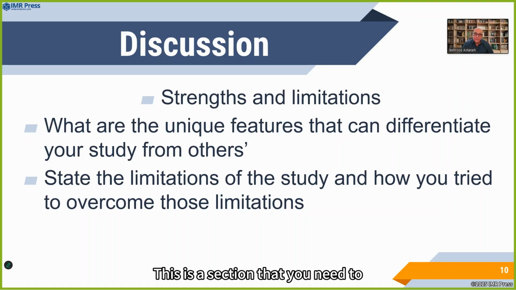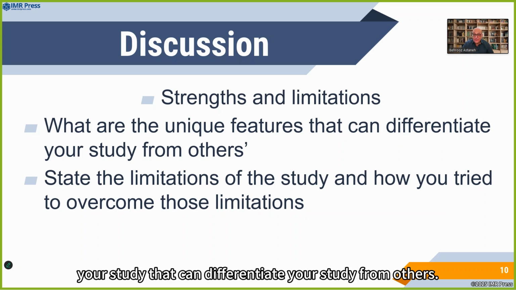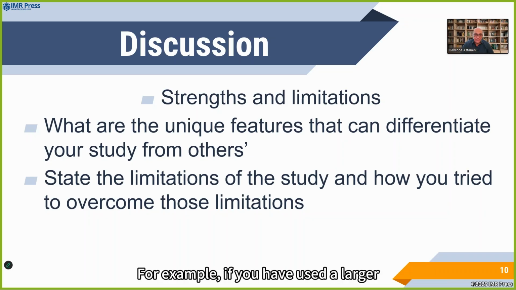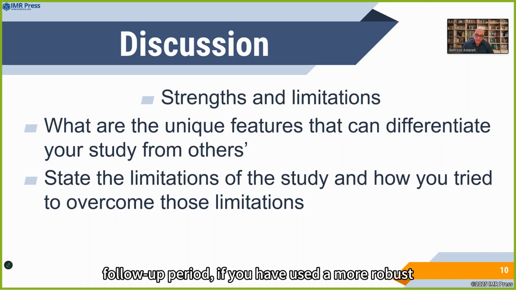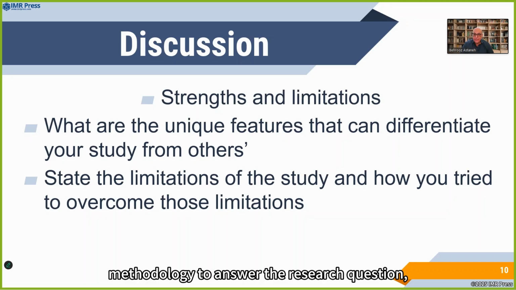This is a section where you need to talk about the unique features of your study that can differentiate your study from others. For example, if you have used a larger sample size, a longer follow-up period, or a more robust methodology to answer the research question, these are some things that you can mention in the strengths part of your discussion.